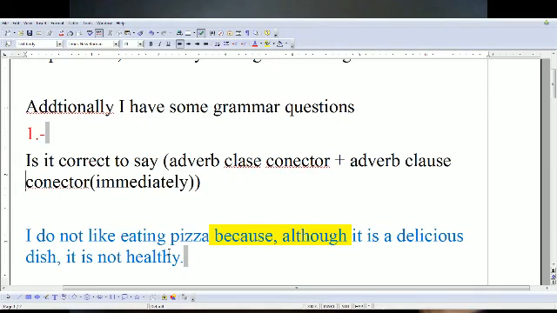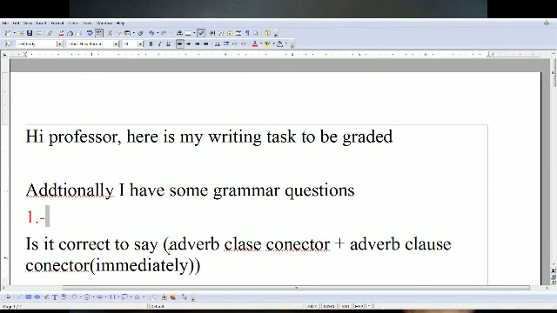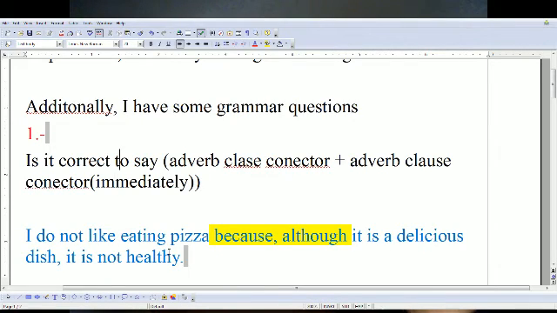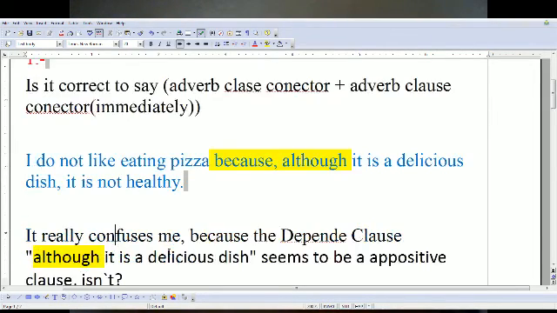Okay, so you said, "Hi, Professor, here's my writing task to be graded. Additionally, I have some grammar questions. Is it correct to say adverb clause plus adverb clause connector immediately? For example, I do not like eating pizza because, although it is a delicious food, it is not healthy." Yes! That is correct. What you have is a clause embedded within another clause. This is actually correct, and it demonstrates very advanced grammar here.